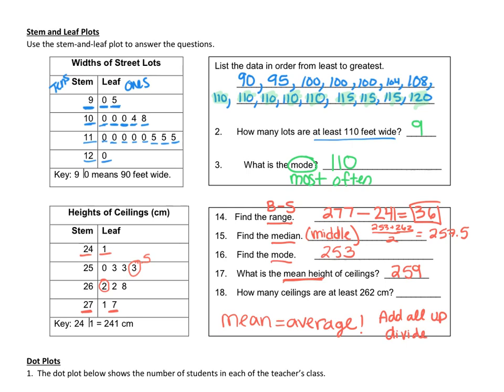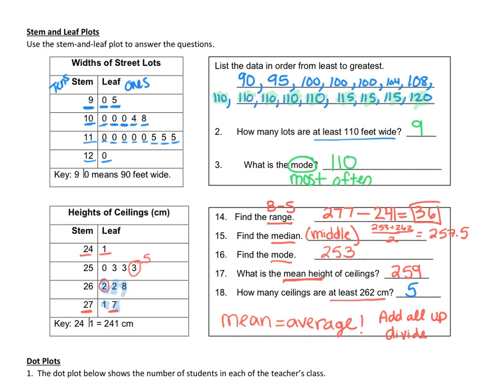Now my last question says, how many ceilings are at least 262 centimeters tall? So again, at least means the minimum. So that's where I'm going to start. So 262, so that's 1, 2, and then everything above that. So 3, 4, 5. So there are 5 that are at least 262.